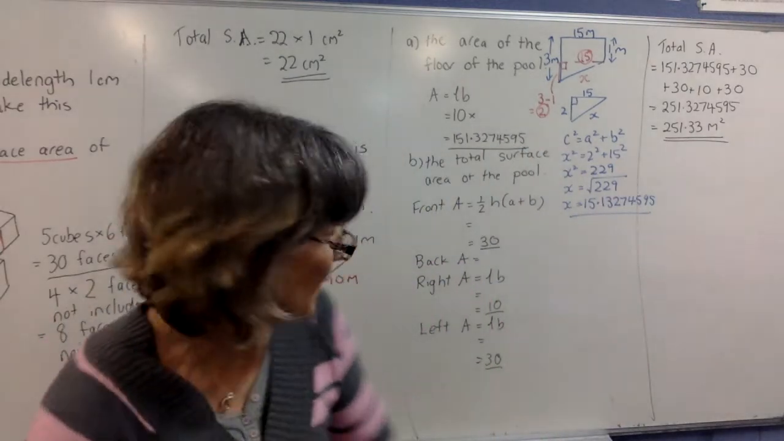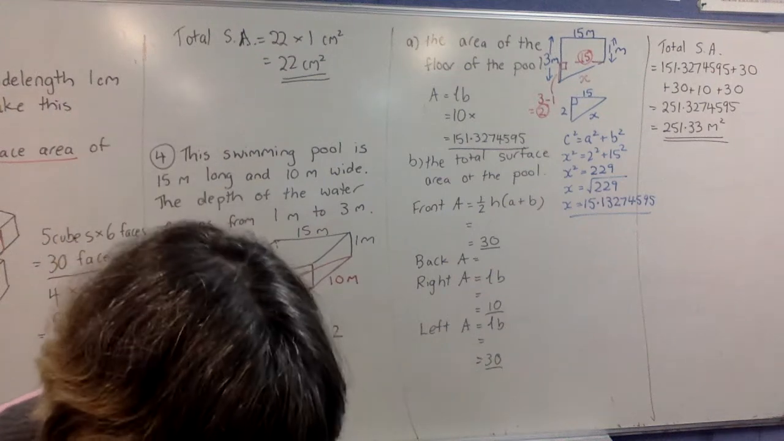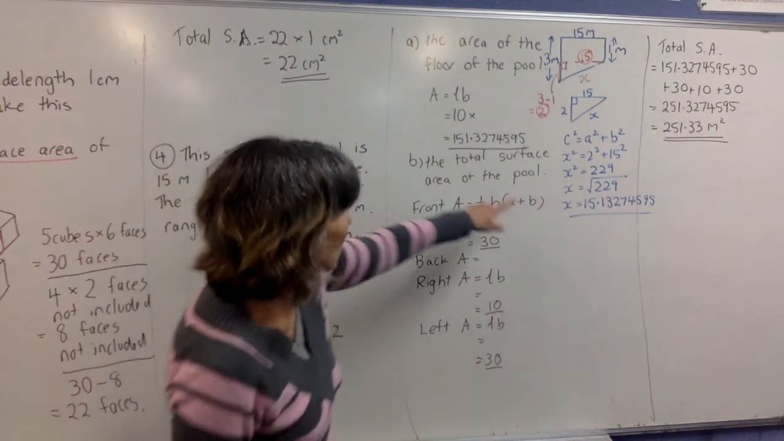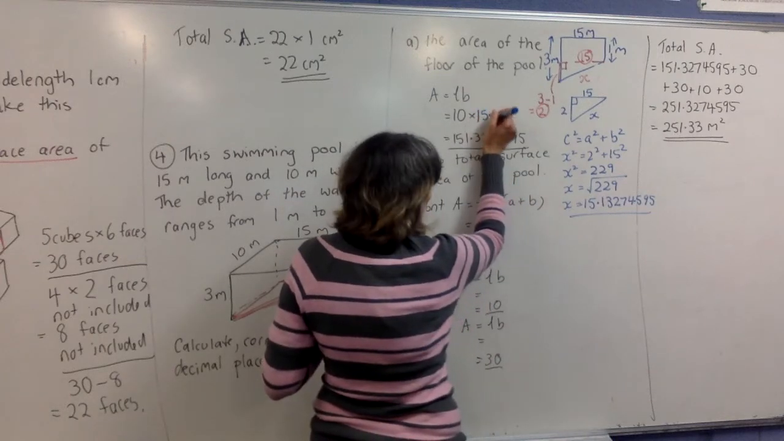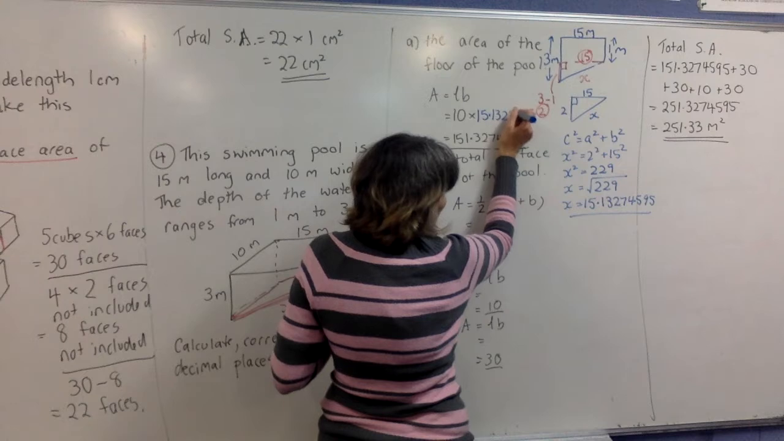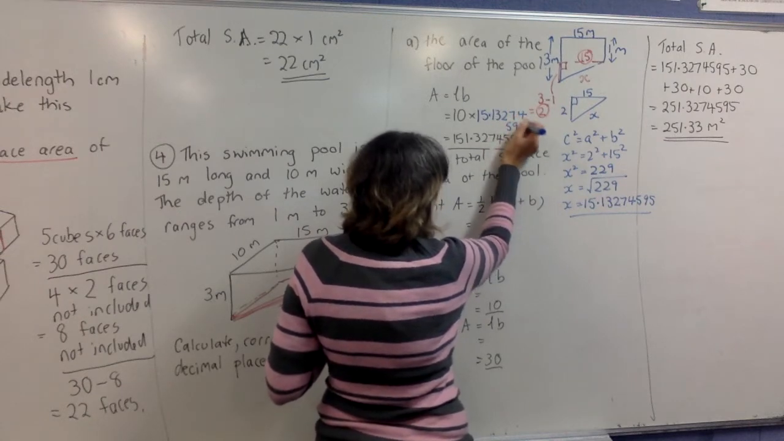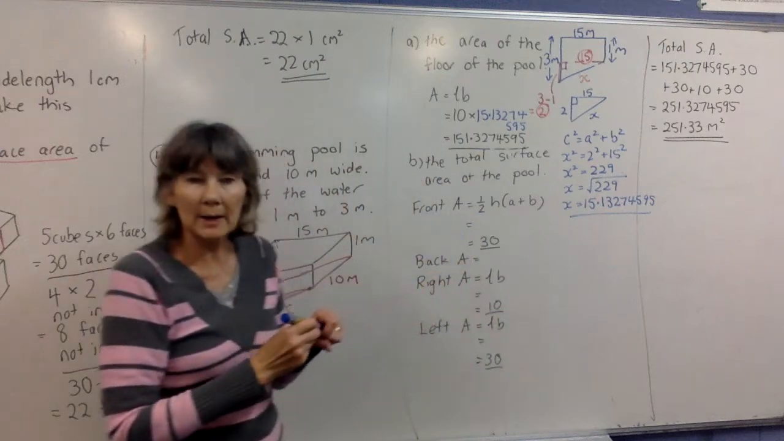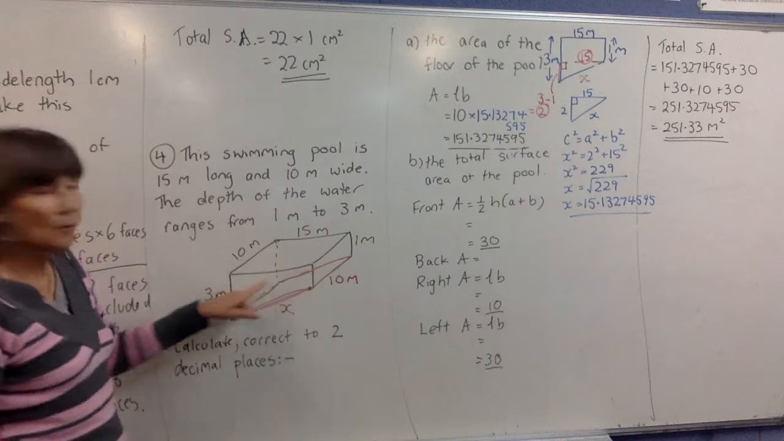So when we come over here to do the area for the floor of the pool, we've already got the length done, that's 10. Now we're going to multiply by that number that we just found. I'm running out of room here, so I'm just going to write the rest of it down here. Now when we multiply it by 10, you'll get that answer there. All right, now that's the area of the floor of the pool.